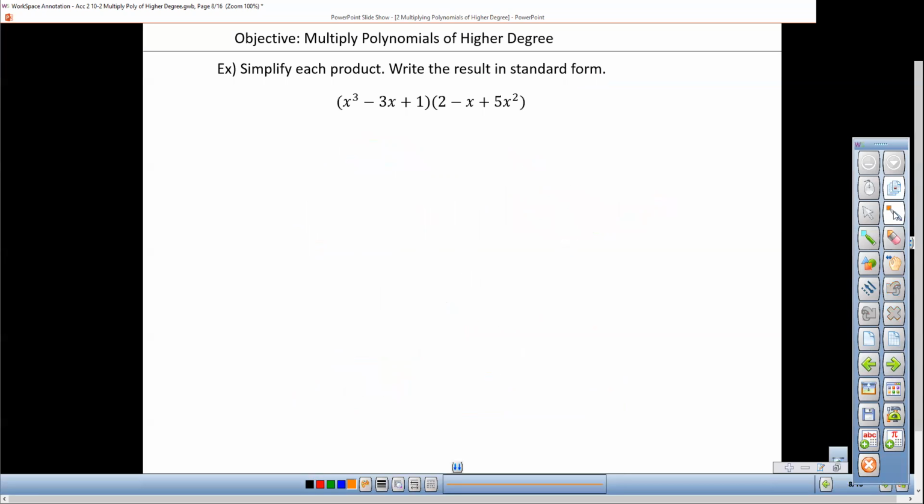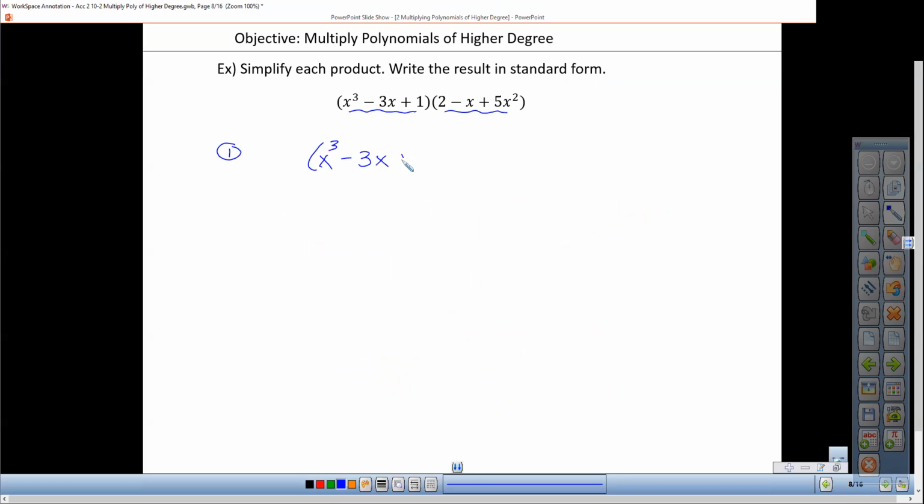All right, so here we're just taking this up to, instead of a binomial times a trinomial, we have a trinomial times a trinomial. So I would do that first thing first of making sure they're both in standard form. The first trinomial is in standard form because its powers are descending, but the second one is not. So my positive 5x squared should be first, and then my minus x, and then my positive 2. So now I would start distributing.